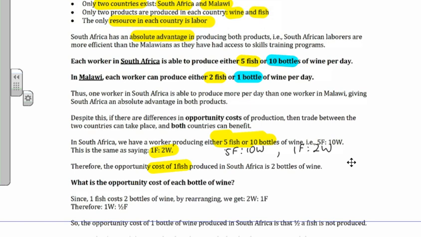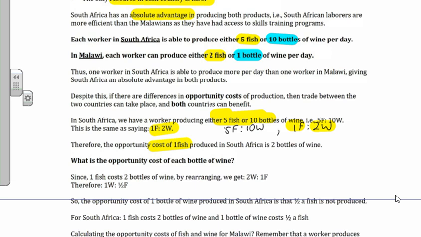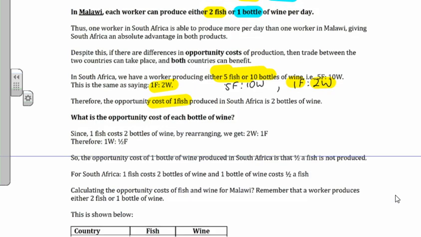Well, the opportunity cost of 1 fish is 2 bottles of wine in South Africa. Obviously, if we wanted to reverse that, what is the opportunity cost of producing a bottle of wine? Well, that's the other way around. If it's 1 fish to 2 bottles of wine, it's 2 bottles of wine to 1 fish. So 1 bottle of wine: if you produce a bottle of wine, what are you foregoing? Half a fish. Is everybody comfortable? These then are my opportunity costs.